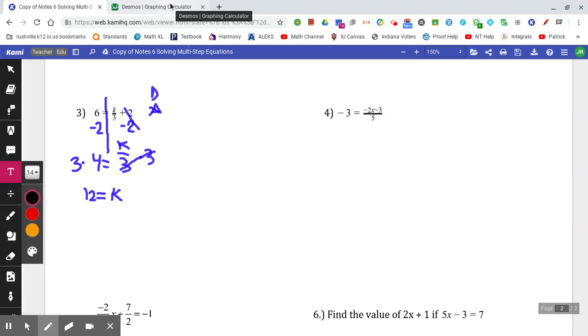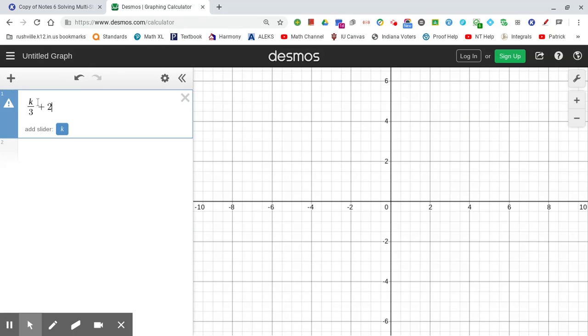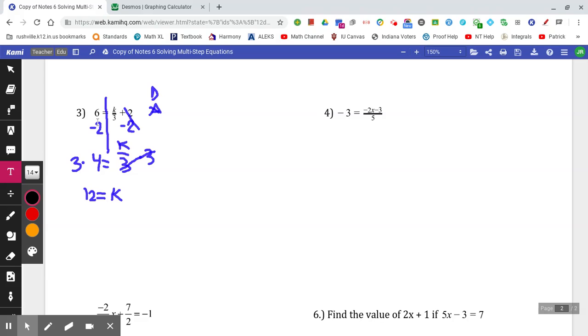And again, you can double check. So I have the right-hand side here. It was k divided by 3 plus 2, but we just found the value of k to be 12. So I'm going to put parentheses around that, and I'm going to type in 12. And this gives me 6, which was what the left-hand side was. So that tells me my answer is correct.